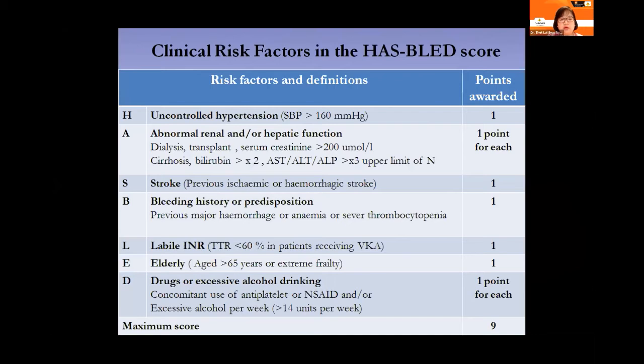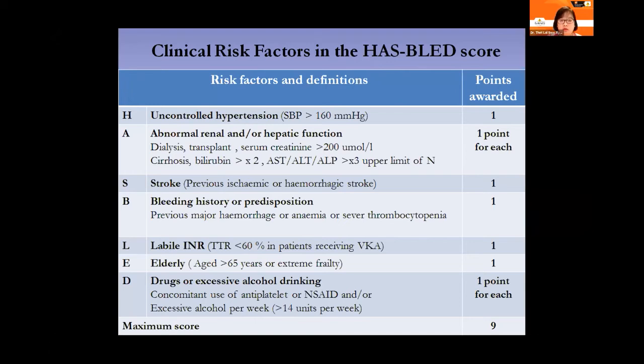There are so many scores for assessing the bleeding risk, but we usually use the HAS-BLED score. H is for uncontrolled hypertension, when the systolic blood pressure is more than 160. We will need to look for whether the patient has renal or hepatic dysfunction, whether the patient is undergoing dialysis or transplant, or the serum creatinine is more than 200 micromoles per liter, or liver impairment with cirrhosis, with bilirubin 2 times the upper limit of normal and enzymes 3 times the upper limit of normal.